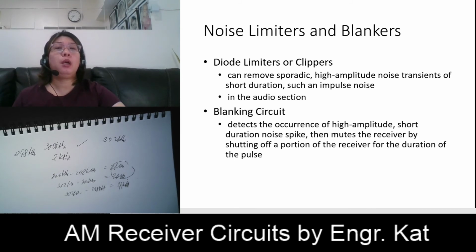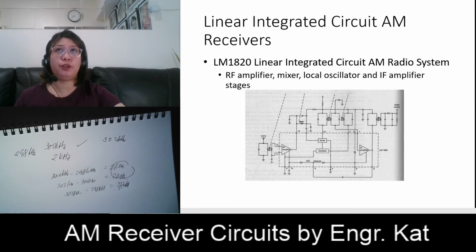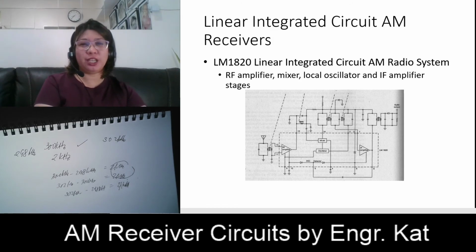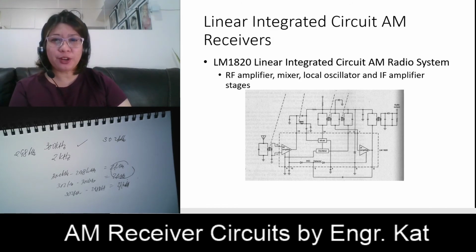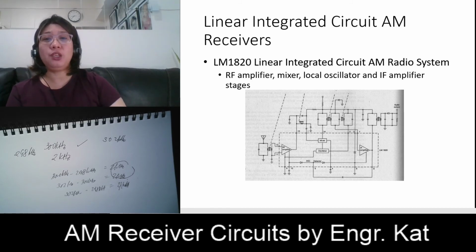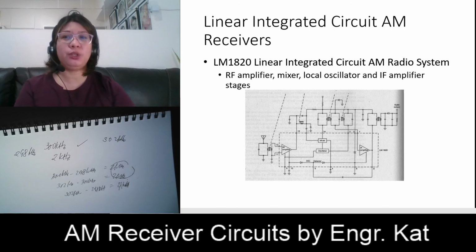Usually they are being placed at the receiver side. We also have a complete package. We have a complete package of linear integrated circuit AM receivers. So we have here an example, the LM1820 linear integrated circuit AM radio system.